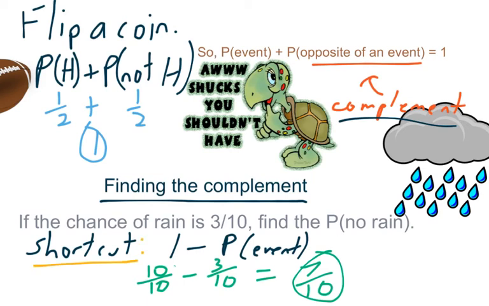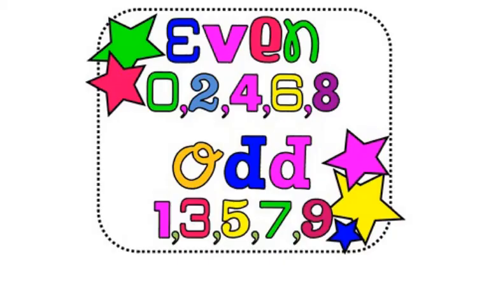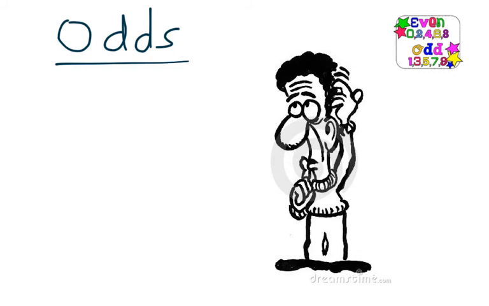And that wraps up probability. The last thing we're going to talk about is odds. No, not odd numbers. You already know that. In fact, odds are actually closer to probability than what you may have been thinking. 1, 3, 5, 7, 9, 11, etc. So odds are just the number of favorable outcomes over the number of unfavorable.